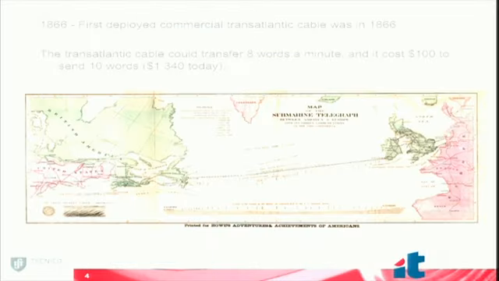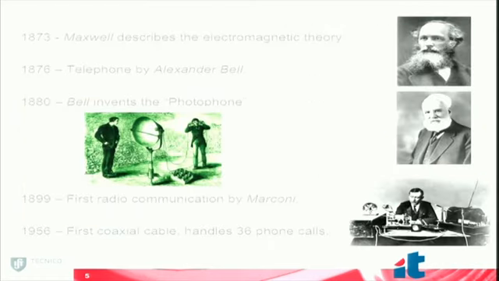Another historical mark was in 1966 with the first deployed commercial transatlantic cable. Just to have an idea, the price to send 10 words was the equivalent of more than 1,000 euros today. And at that time, they could send about 8 words per minute using that transatlantic cable. Well, in the 19th century, there were a lot of discoveries. Maxwell described the electromagnetic theory. Alexander Bell invented the telephone in 1876. And just 2 years after that, he proposed a patent for what he called a photophone.